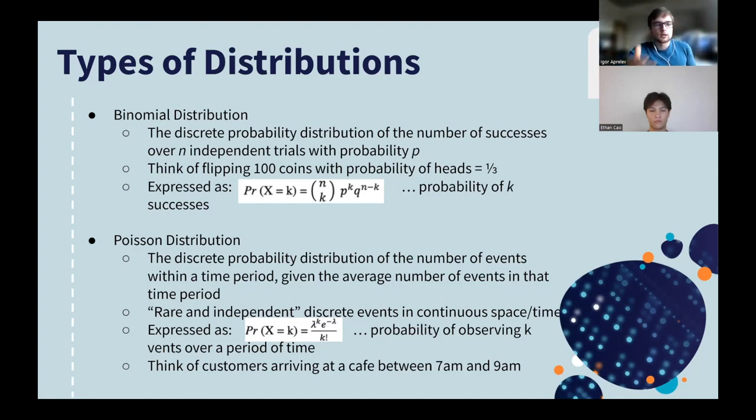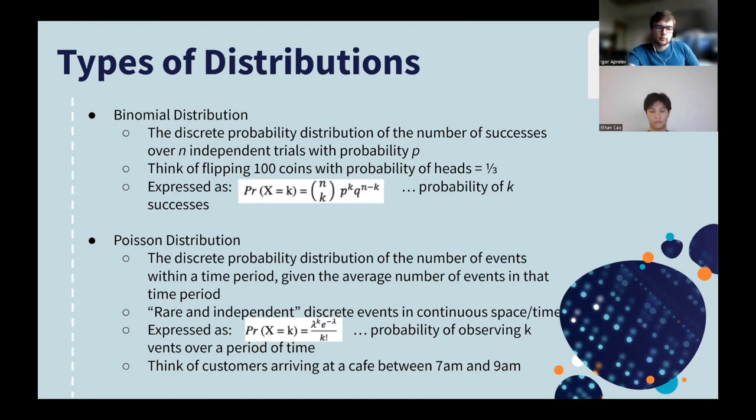You'll see it quite frequently, and one that's closely tied to that is actually the Poisson distribution. It's essentially modeling the binomial distribution, but it's used specifically to describe rare and independent discrete events in continuous space and time. So just to give this a definition, it's the distribution of the number of events within a time period when you know the average number of events in that time period.